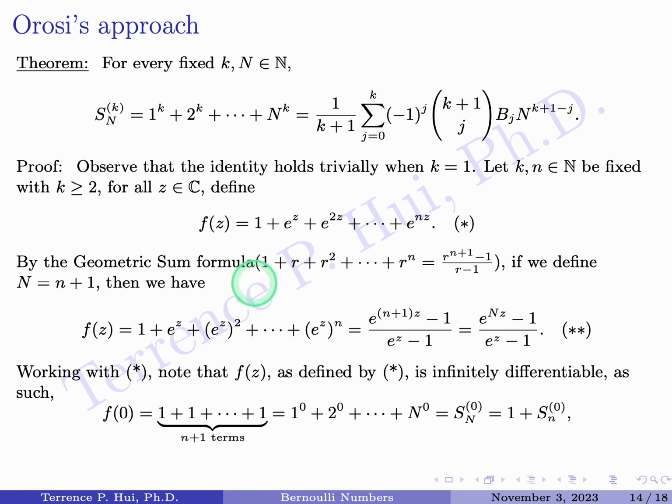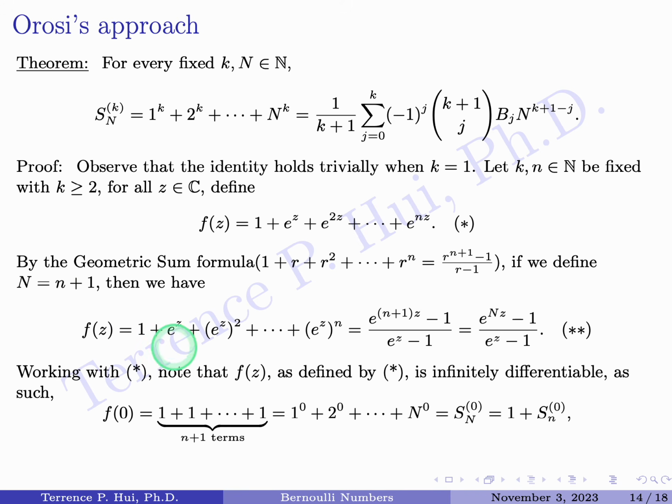Now, recall from the geometric sum formula, whenever you have any fixed quantity r, 1 plus r plus r squared plus and so on plus r to the n evaluates to r to the n plus 1 minus 1 over r minus 1. You can prove this very easily using elementary algebra. Now let us define capital N equal to little n plus 1.